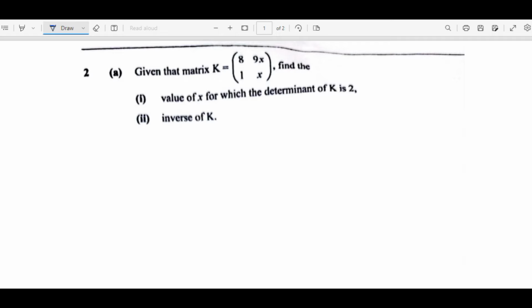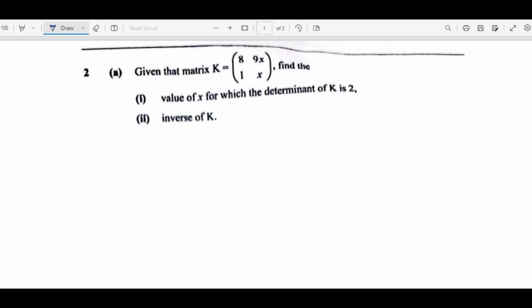Now let's look at this question. We have been given a question under matrices. Now we are trying to find the value of x given the determinant of this matrix. So how do you find the value of a missing number given a determinant? The concept that we are going to use here can be applied to any question as long as it is under the same topic.